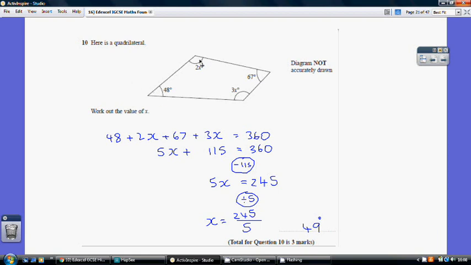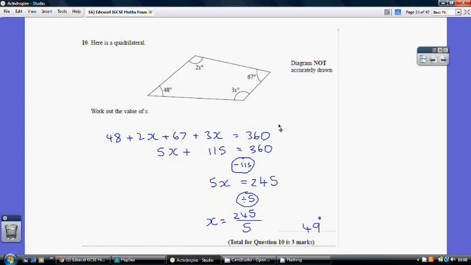So 48 plus 2x plus 67 plus 3x equals 360. So I've constructed an equation. So I'm going to start off by simplifying it. So gathering up my x's, 2x plus 3x is 5x, and 48 plus 67 is 115.